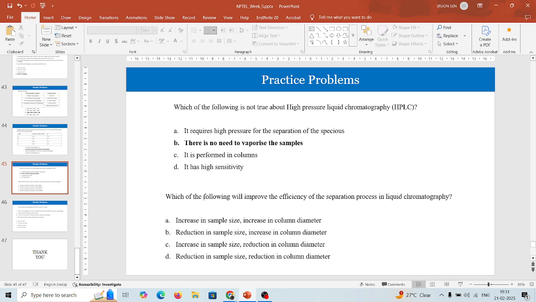Okay. Now, which of the following will improve the efficiency of the separation process in liquid chromatography? These were previous year questions. Okay, so liquid chromatography: increase in sample size, increase in column diameter, reduction in sample size, increase in column diameter. Which one? D. Okay.